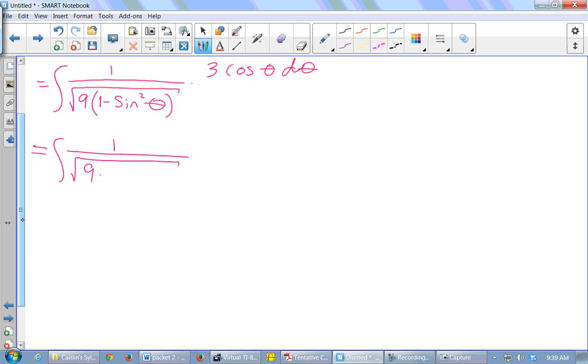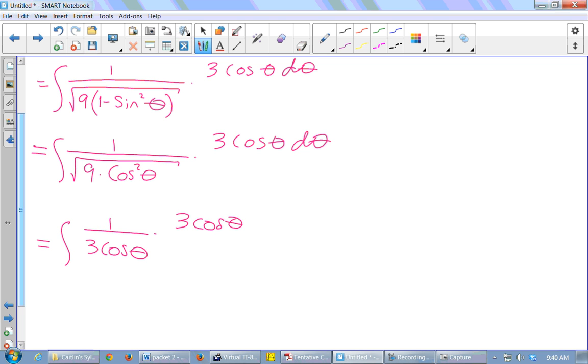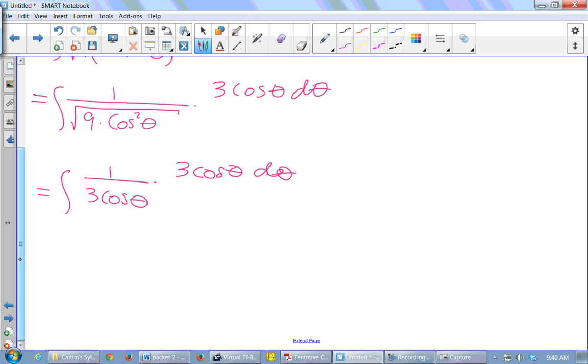Okay, so I'm going to replace my 1 minus sine squared with a cosine squared. And then I've got 3 cosine theta d theta. And then I can take the square root of both of these. The square root of 9 is 3. The square root of cosine squared is cosine. So this is the integral of 1 over 3 cosine theta times 3 cosine theta d theta. Oh, that's lovely, right? So this becomes the integral of 1 d theta. What's the antiderivative of 1? Theta, yeah.